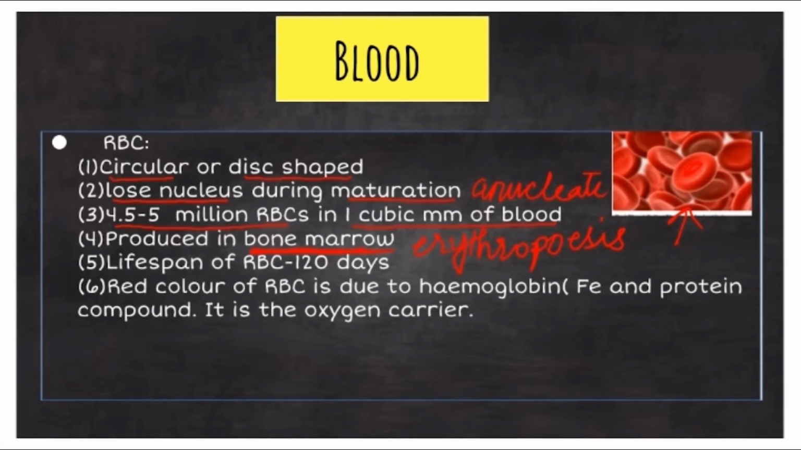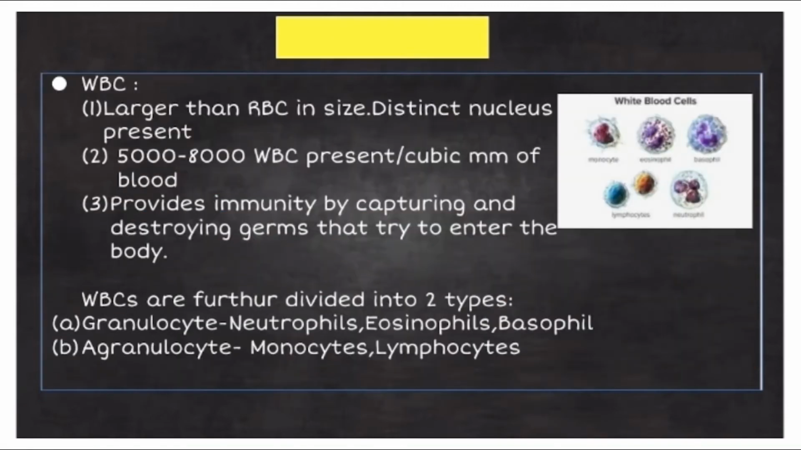The lifespan of RBC is about 120 days. And the red color of RBC is due to the hemoglobin present in it. The hemoglobin is an iron containing metalloprotein compound, and it is an oxygen carrier. This helps in the transport of oxygen throughout the bloodstream.